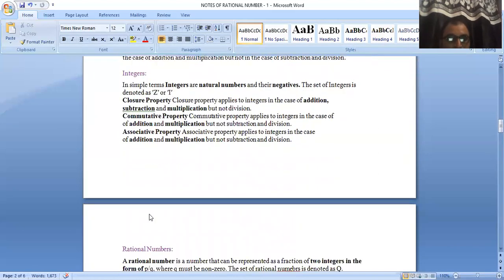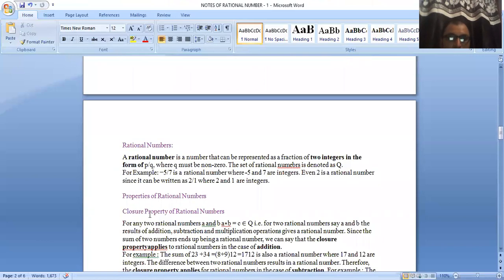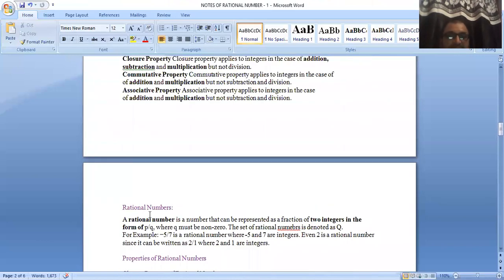Now the next point is rational numbers. This is the main topic for this chapter. So we will discuss rational numbers deeply in this chapter. I have told you before starting rational numbers about many types of numbers like whole numbers, natural numbers, integers. Now I move to rational numbers.